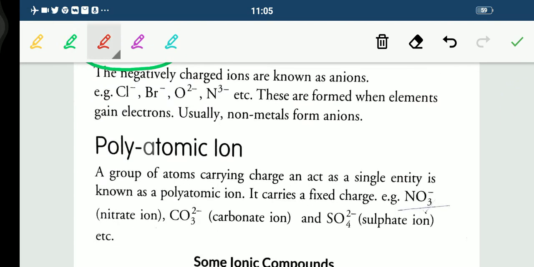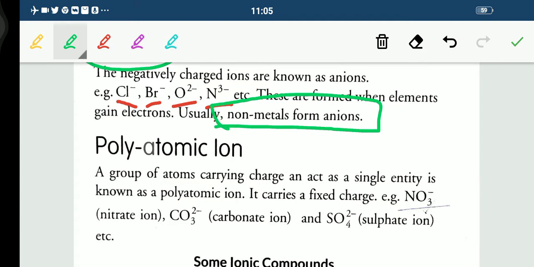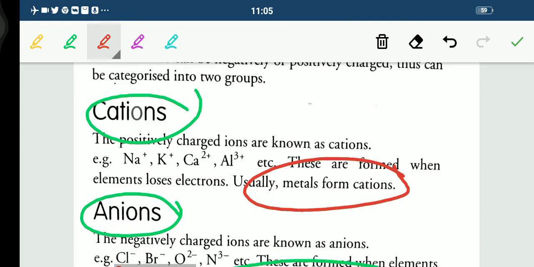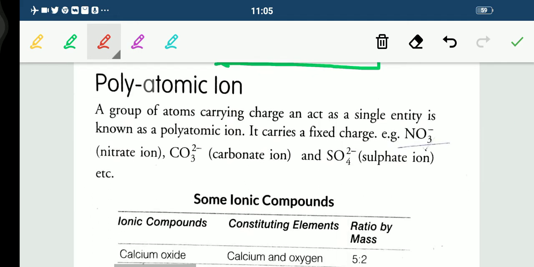Now there are a lot of examples of anions as well, like chlorine, bromine, oxygen, nitrogen. Now see here. Similarly, we have bromide, and usually non-metals form the anion. Remember this thing: chloride, bromide, iodide. Okay, these are all your anions. Like you can see here, in the first case, metals form the cations, and usually non-metals form the anions.